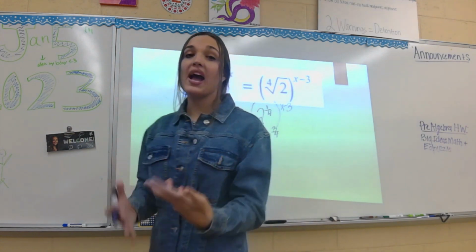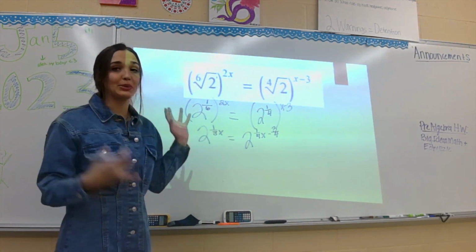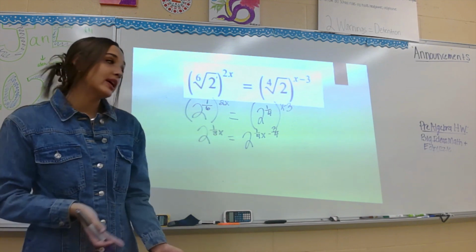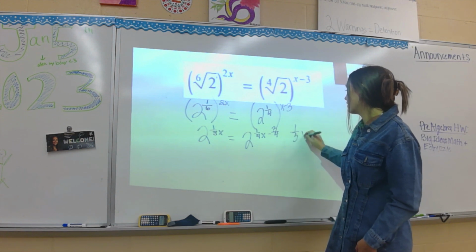And if we look, we have the same base. That's exactly what we wanted. Our same base is simplified. So now I'm just going to take their exponents, set them equal to each other to create a variables on both sides equation.